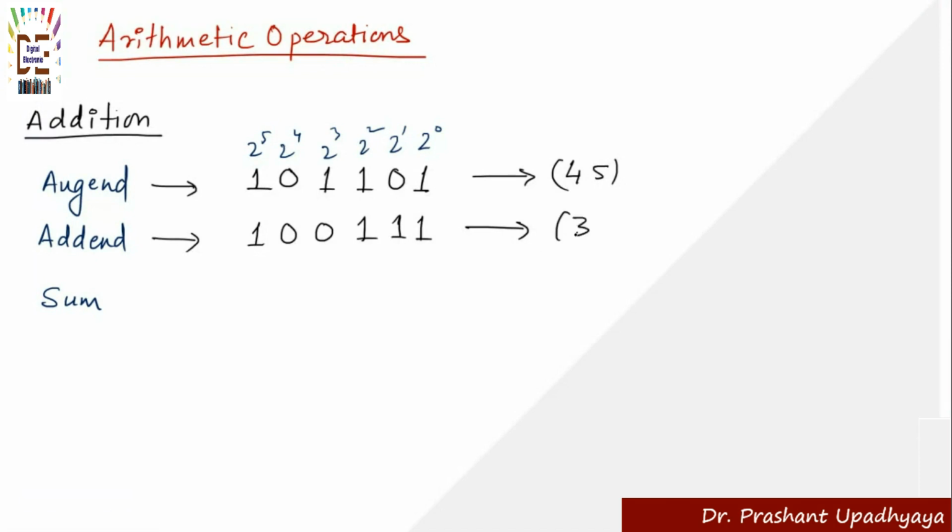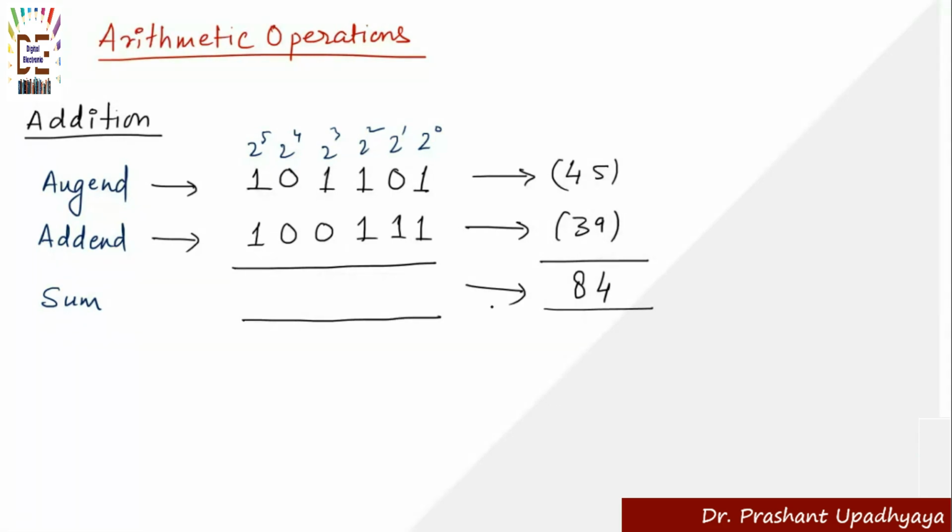So let's say I have got a 39. If I add this 39 plus 45, what will be my answer? 9 plus 5 is 14, 4 plus 3 is 7, 7 plus 1 is 8, so 84. When I am doing this calculation in binary, I should get the decimal number equivalent of 84.